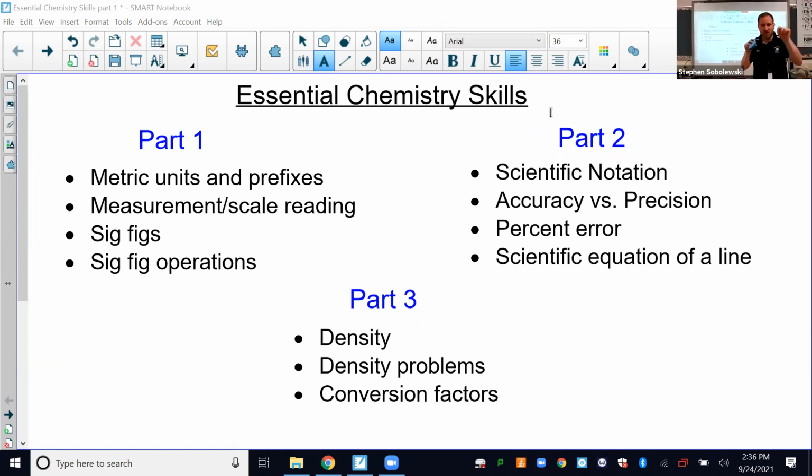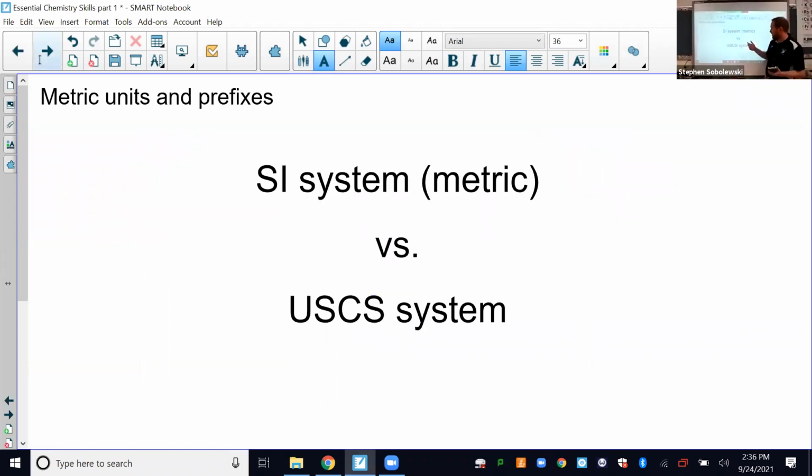So if you want to skip through the video to whatever part you want to get to, look in the top left of the screen, and you should see the topics there. Jumping right in, starting with metric units and prefixes.